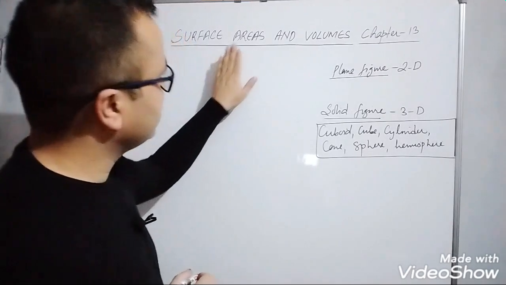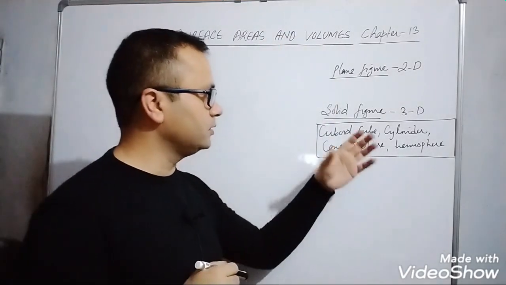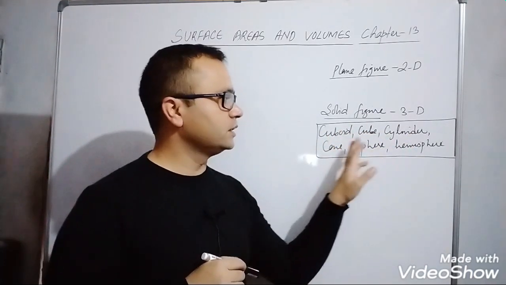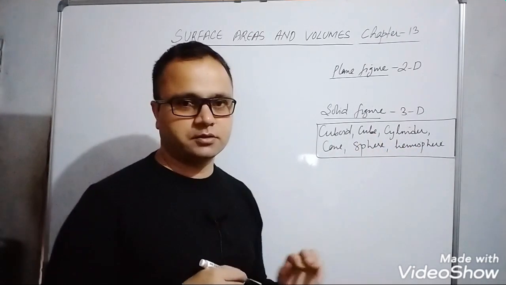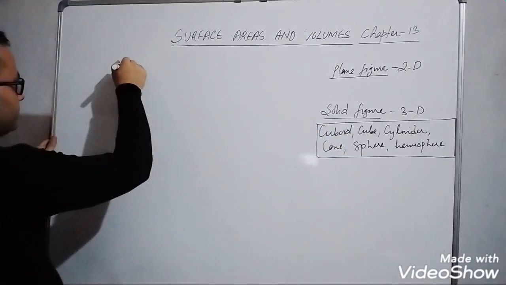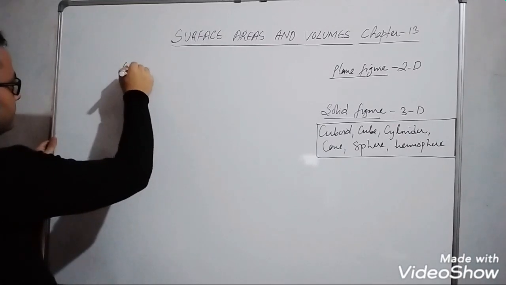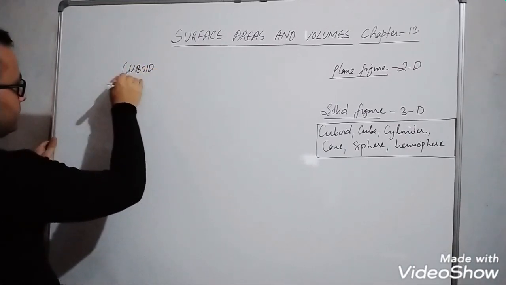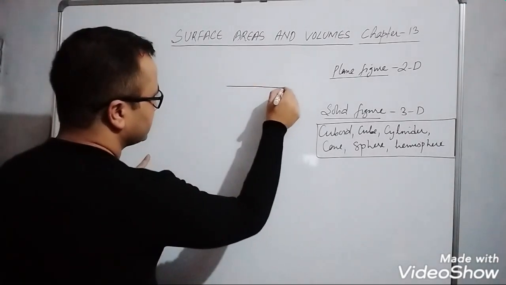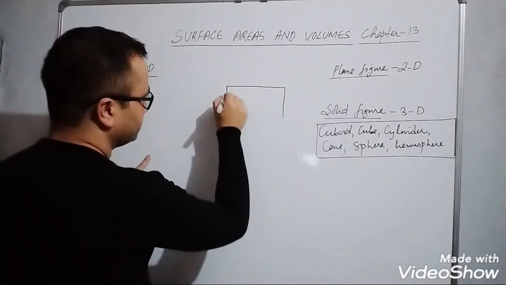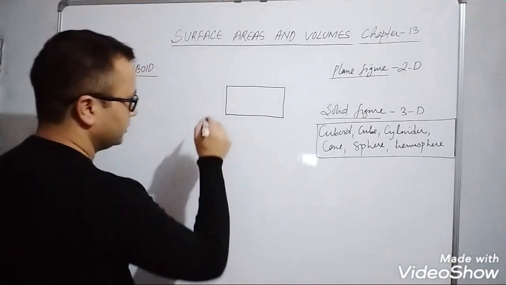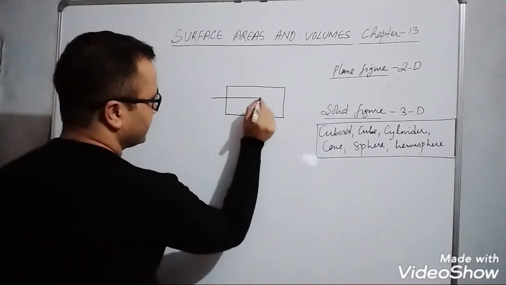Now in surface areas and volumes we will be learning about these figures: cuboid, cube, cylinder, cone, spheres and hemispheres. So first we are talking about the cuboid. So what is a cuboid? The faces of a cuboid are rectangular faces. Opposite faces of a cuboid are equal.